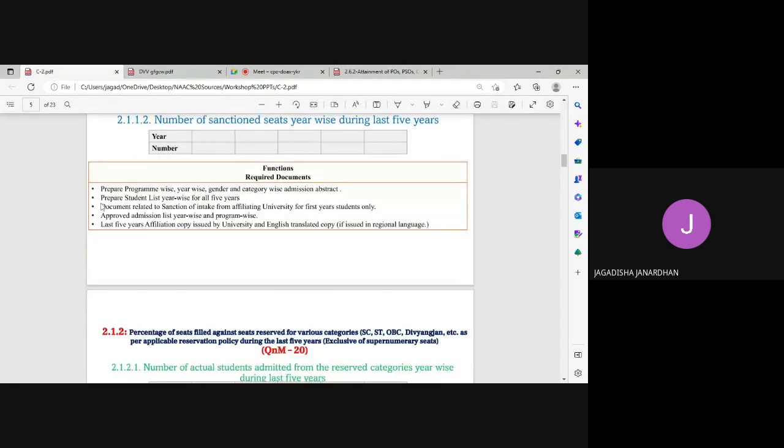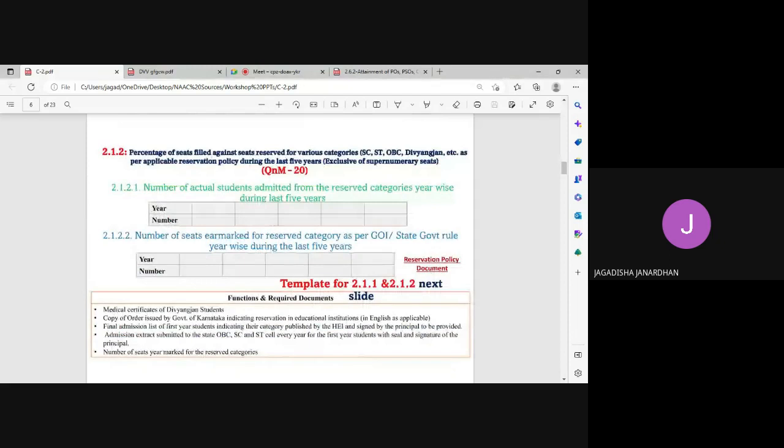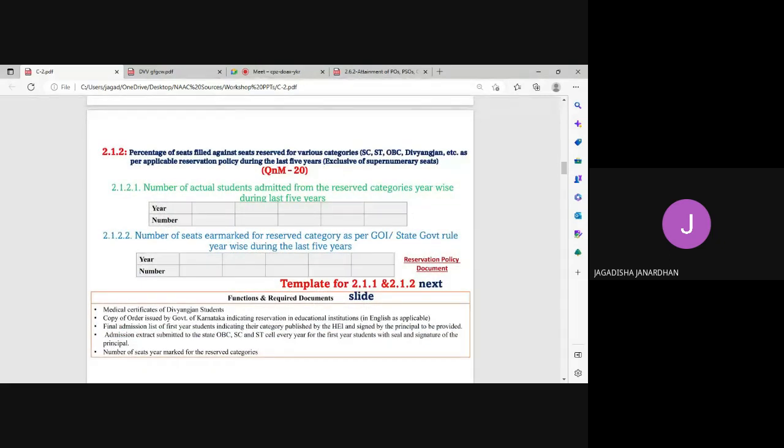So now let us know about the second question, which is also equally awarded with the 20 weightage, that is percentage of seats filled against seats reserved for various categories, that is SC, ST, OBC and Divyangan, etc. As per applicable reservation policy during the last 5 years, exclusive of supernumerary seats. Many of the institutions will be in a dilemma: are we following the government rules, and what was the percentage? Are we following it?